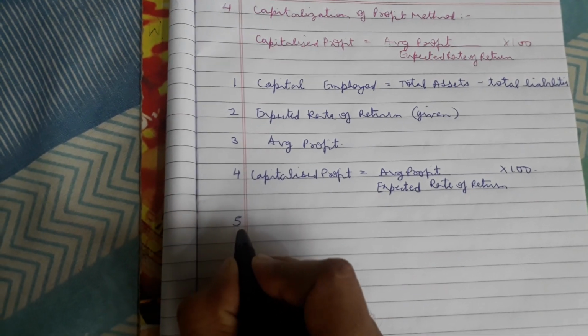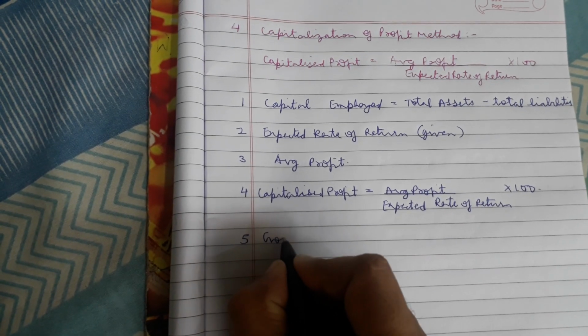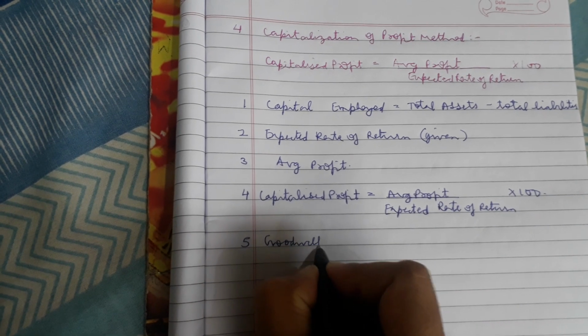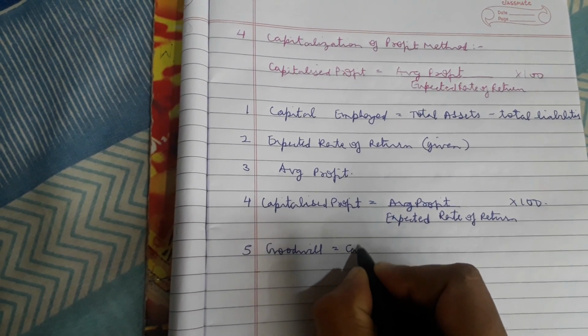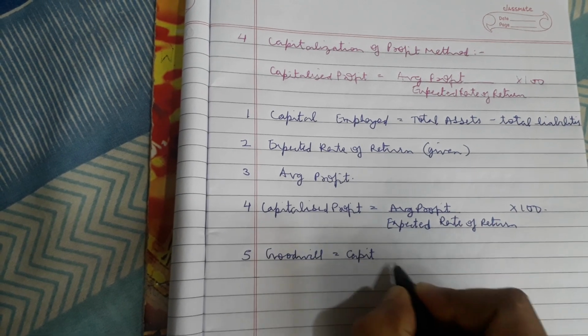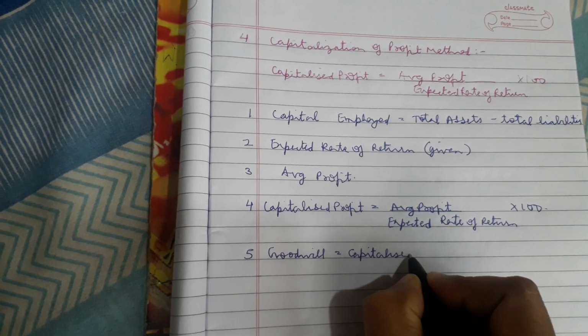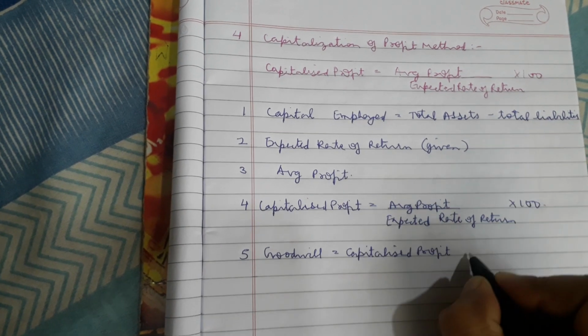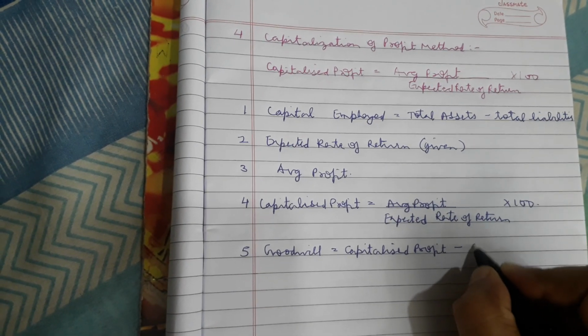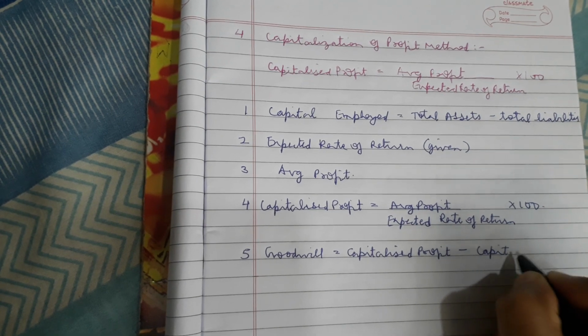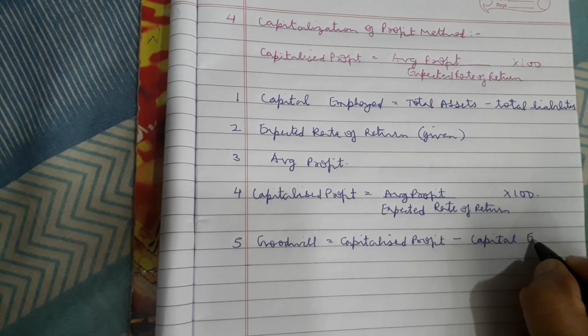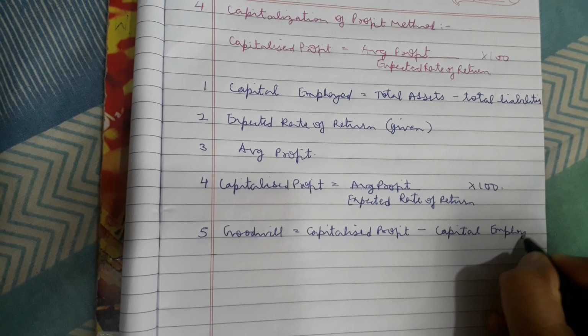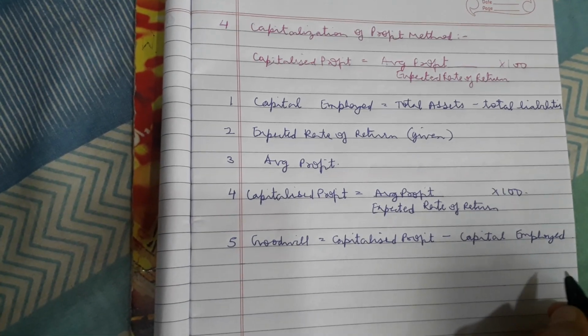Fifth, goodwill is equal to capitalized profit calculated in point number 4 minus capital employed calculated in point number 1.